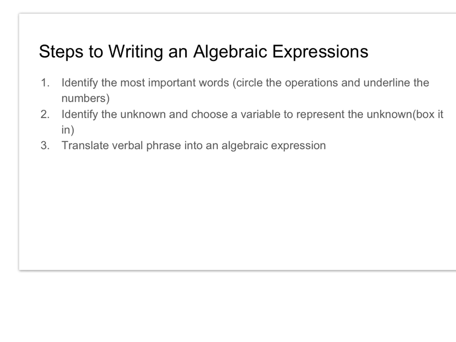Next, you're going to want to identify the unknown. When you're reading the problem, they're going to say cost of an apple, and we might not know what the cost is yet. So you're going to have to find the unknown and choose a variable. Remember, you can use any letter that you want to represent the unknown. And step 3, you're going to translate your verbal phrase into an algebraic expression.